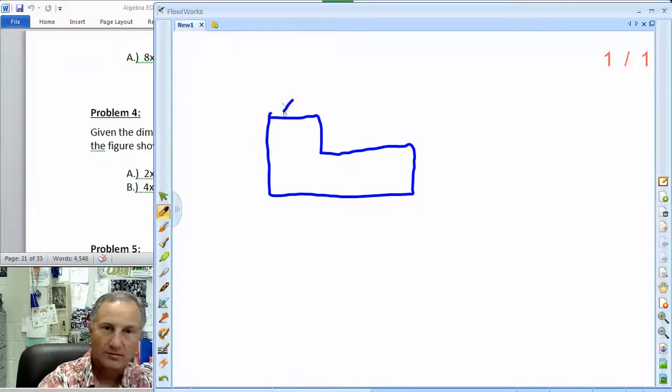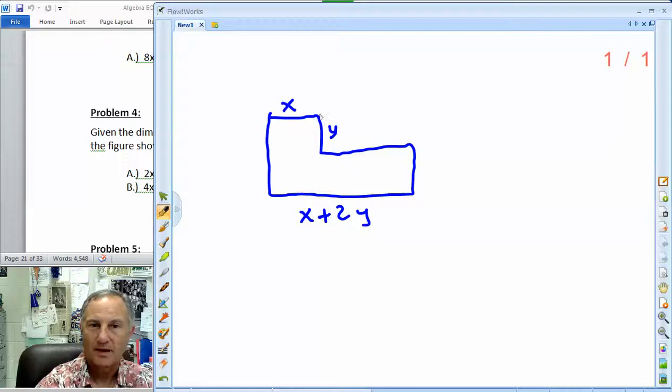So this is x, this is y. This length right here, if this whole thing is x plus 2y, there's x, this must be 2y because that and that have to be the same. So this length right here is 2y because of this. There's my x and there's my 2y. This is x here, and we've got x plus y here. And you can see that. That's x right there, and there's your y, so that adds up x plus y.